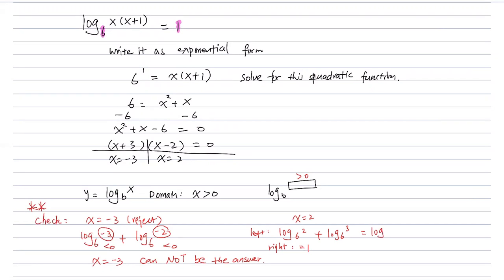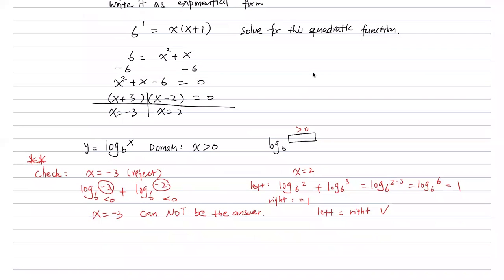So I can combine them together. I will do log base 6 of 2 times 3, which is log base 6 of 6. And then that will equal 1. So right here, my left equals right, and then check. So that's why right here, my final answer will be just x equal to 2.